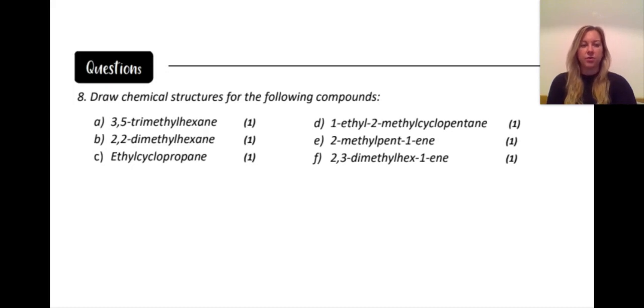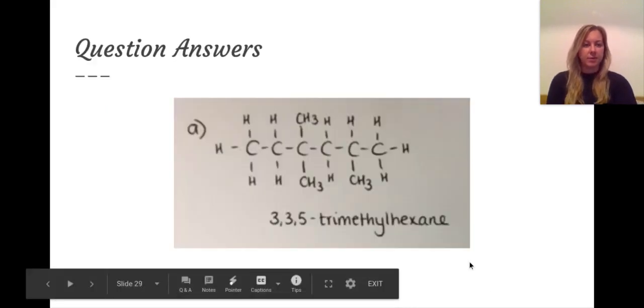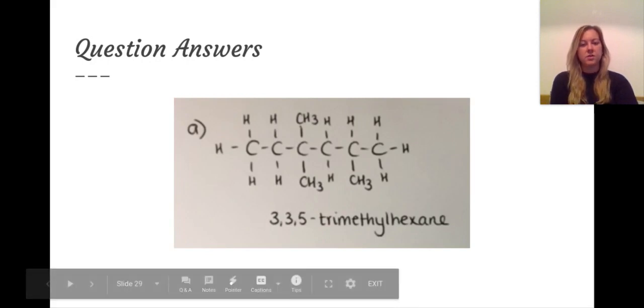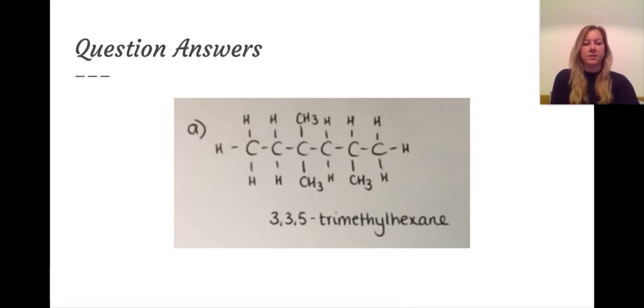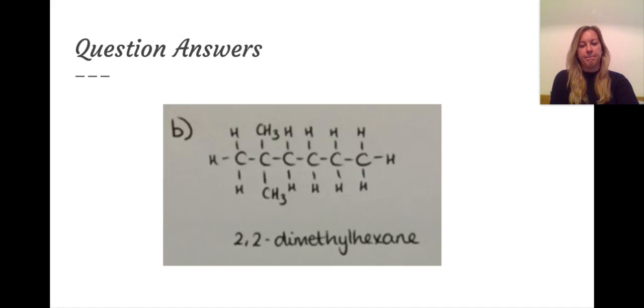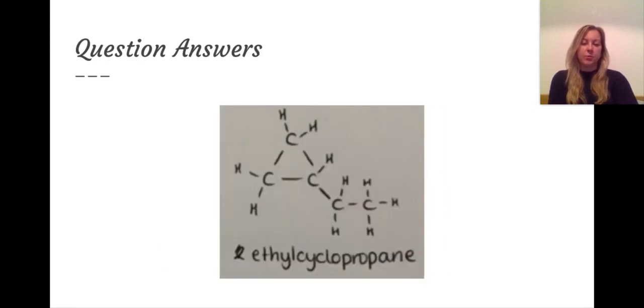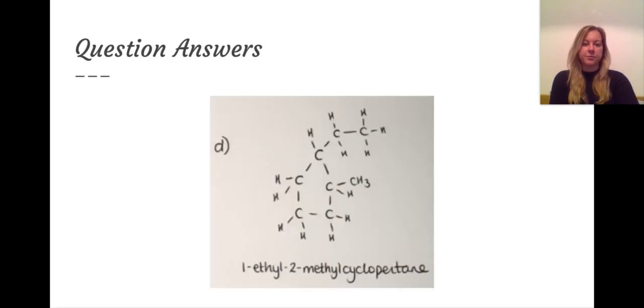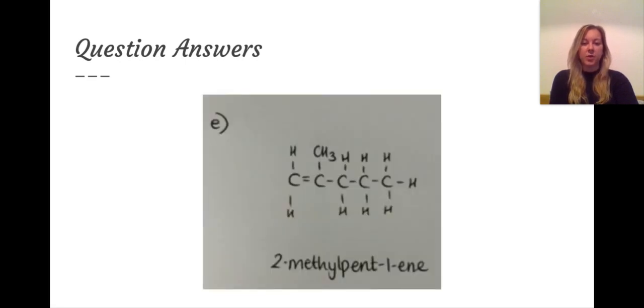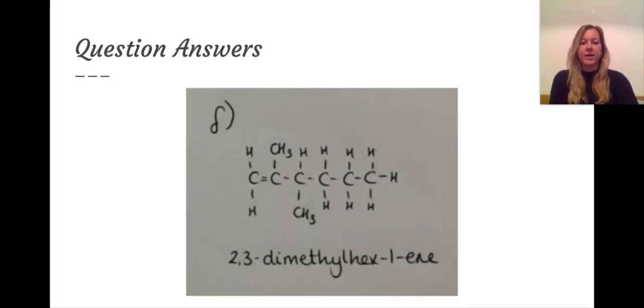So I'll just show you each of my drawings and you can check them and make sure that they are correct. The first one is 3,3,5-trimethyl hexane, which looks like this. B is 2,2-dimethyl hexane, which looks like that. This is ethyl cyclopropane. 1-ethyl 2-methyl cyclopentane. 2-methyl pent-1-ene. 2,3-dimethyl hex-1-ene.